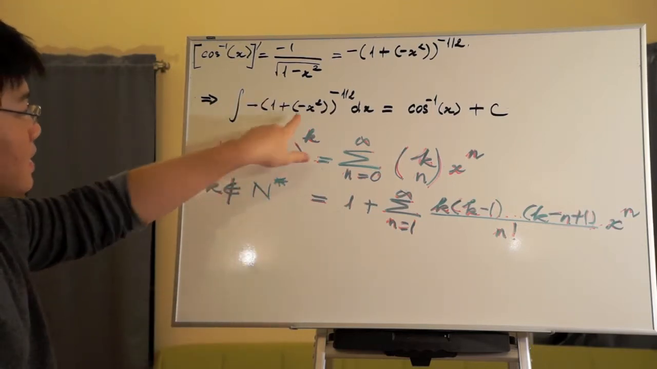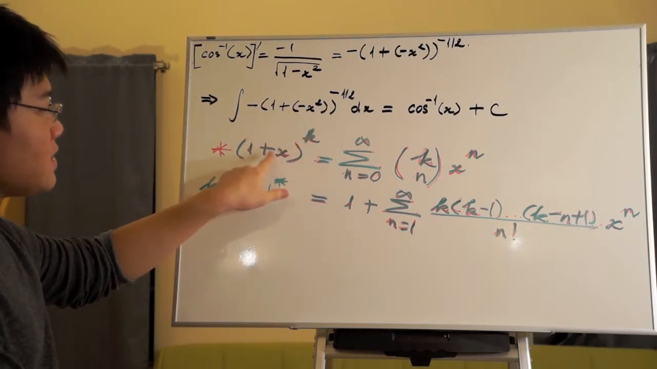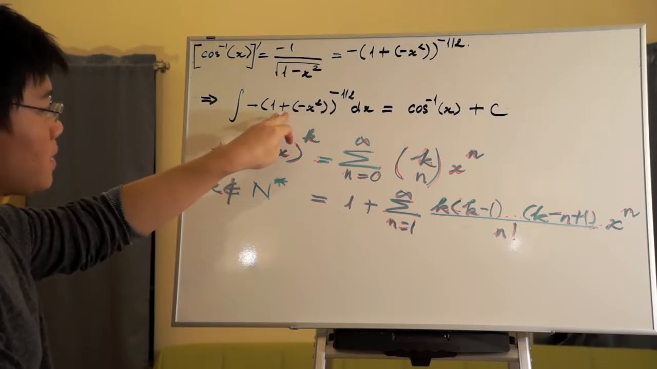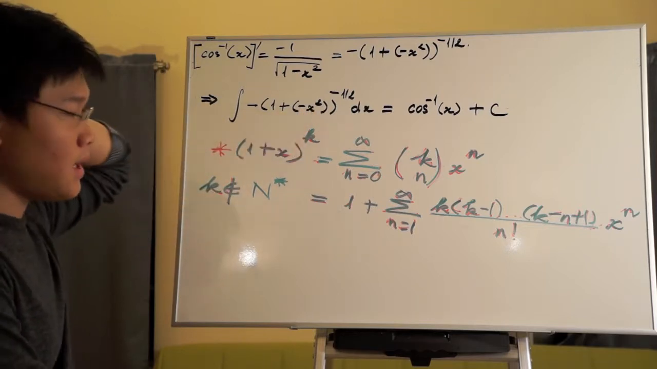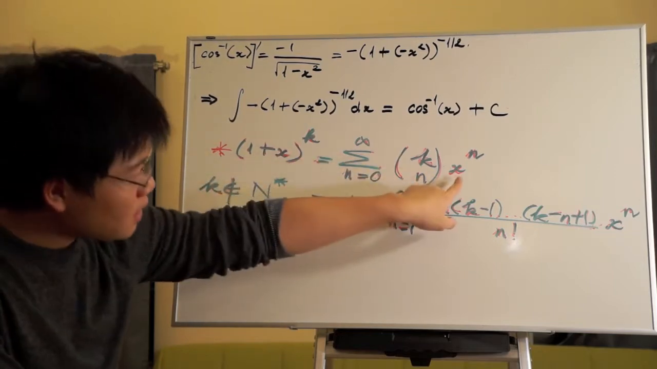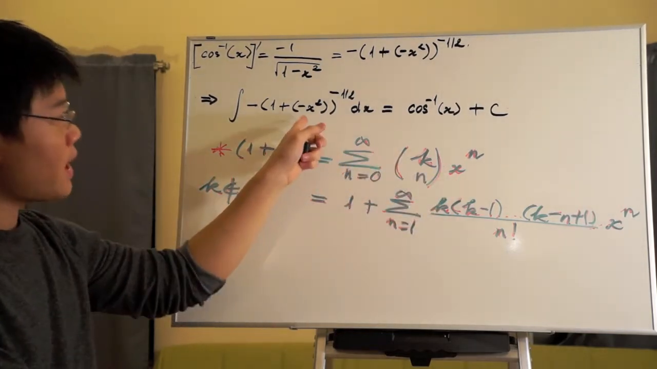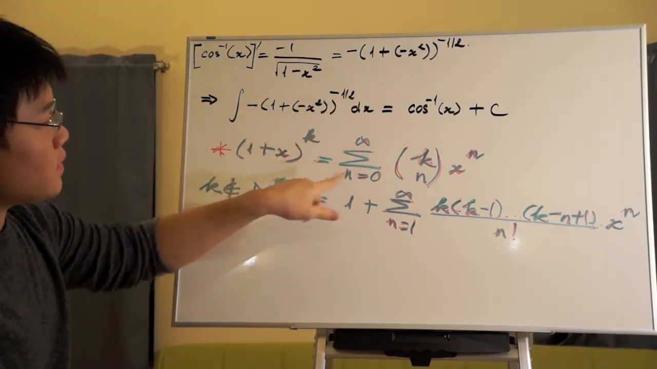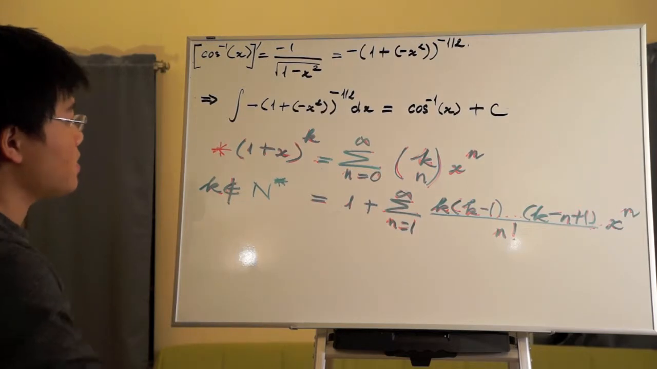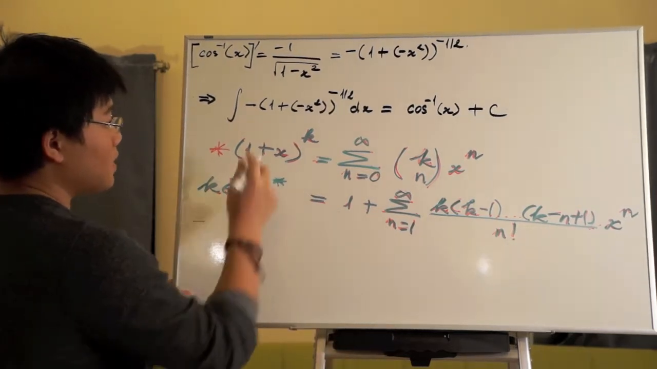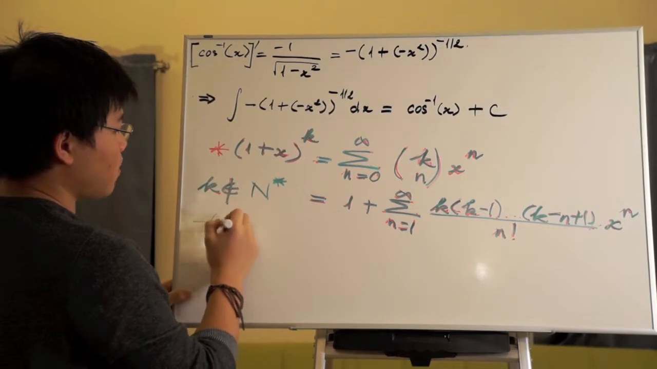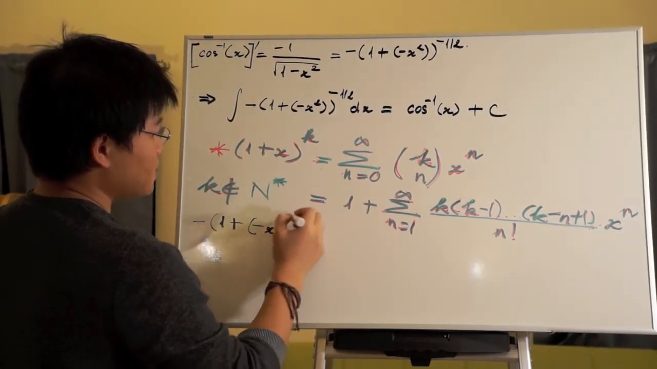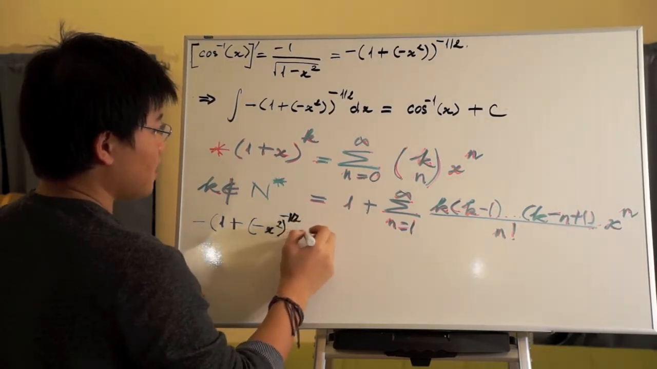So from this expansion, we can go ahead and apply it to this one. Whatever x is behind the plus sign, here we have minus x squared. So instead of x to the n power, we have minus x squared to the n power, and k here is minus 1/2. So we take this whole thing, minus 1 plus minus x squared to the minus 1/2.